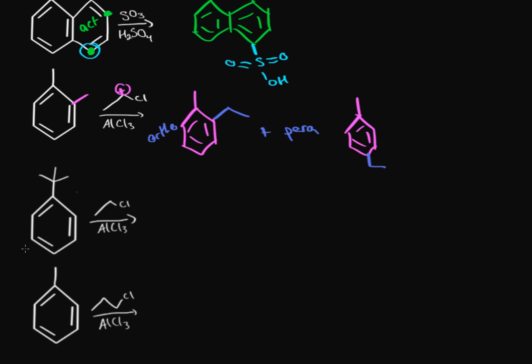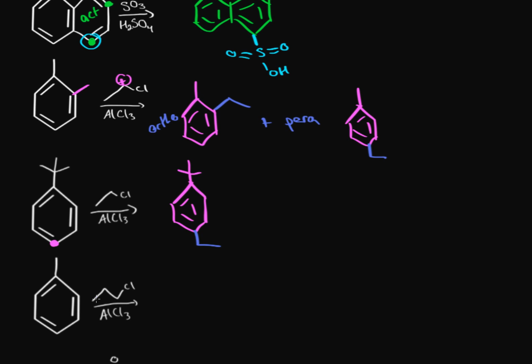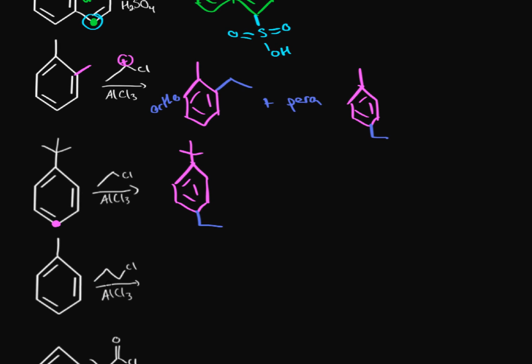Now, in this situation over here, we have a tert-butyl group. Now, what's different between a tert-butyl and a methyl? Well, tert-butyl is pretty big. So, even though it is ortho and para directing because it's electron donating, we're going to pick the para position because we want to avoid as much steric hindrance as possible. Remember, the bigger the group, the more likely we want to go para. So our final product will look something like this with our tert-butyl at the top, and we'll have our ethyl at the bottom. Now, in this third example, we have a propyl with a chlorine on it.